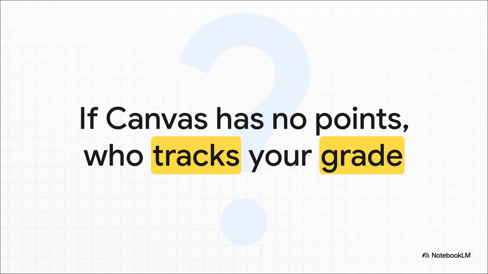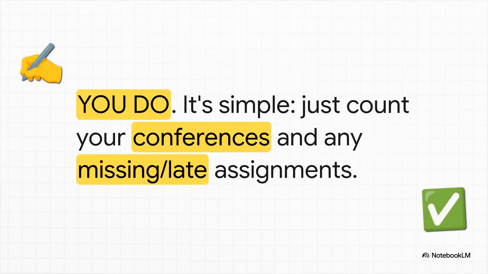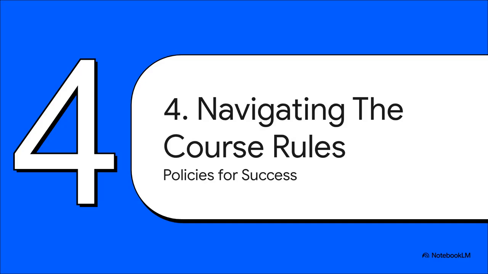This leads to a really practical question. If you open up Canvas and don't see a percentage grade slowly ticking up or down, who's actually keeping track of all this? The answer is, you do. And honestly, this might be the most empowering part of the whole system. You are always in the driver's seat. You always know exactly where you stand. All you have to do is track your own labor. Just keep a running count of your tutor conferences and any missing or late assignments. That's it. With that simple tally, you can look at that contract table anytime and know your exact grade. No guesswork at all. Okay, so you've got the contract.